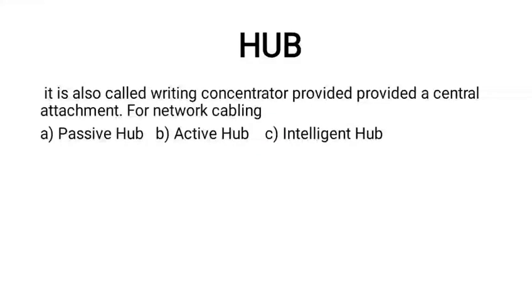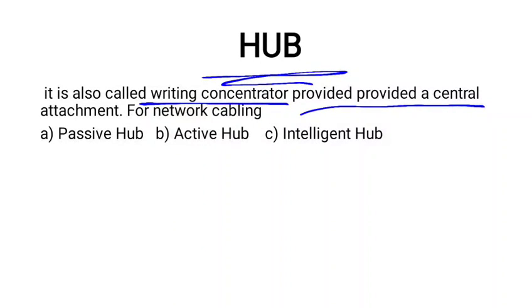Now next we are talking about a hub. We can say it is a centralized unit where we are using multiple functions. It is called a wiring connector, which provides a central attachment for network cabling.